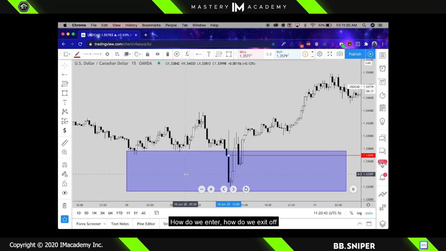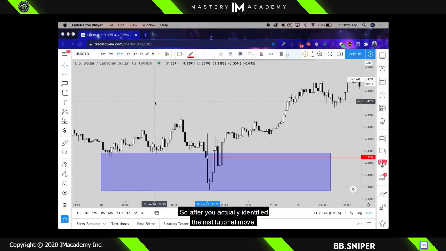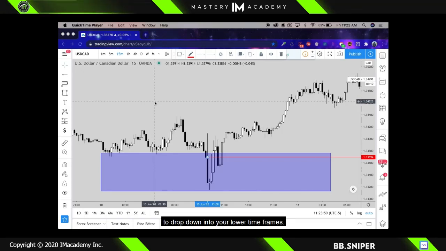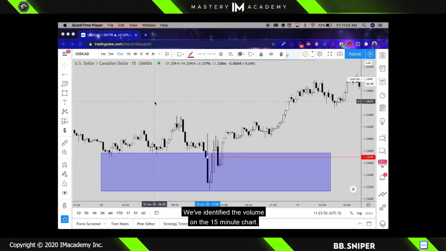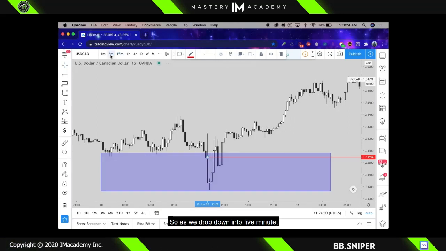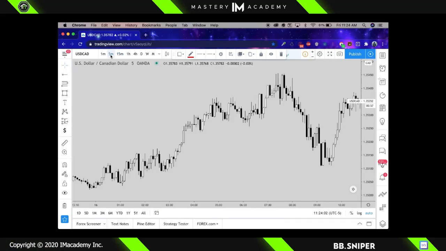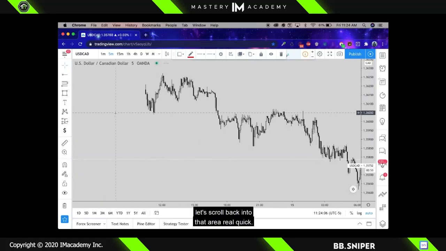How do we take advantage of this? How do we enter? How do we exit off of these institutional moves? So after you've actually identified the institutional move, the easiest way to come in and find a position based off of it is to drop down into your lower time frames. We've identified the volume on the 15-minute chart, but we remember, guys, we're focused on precision in the markets, right? So as we drop down into a 5-minute, we can see, let's scroll back into that area real quick.